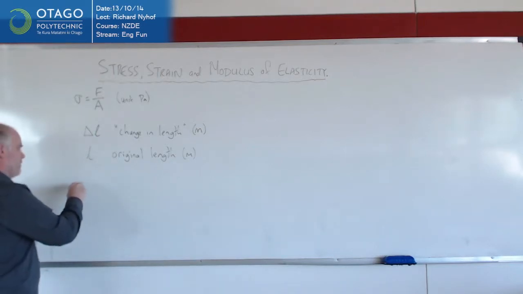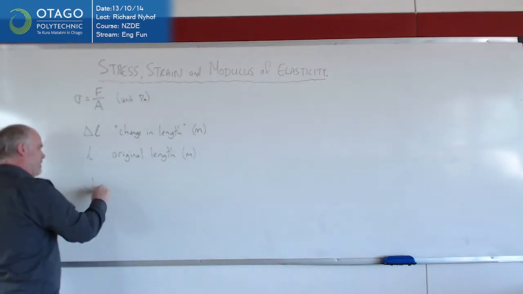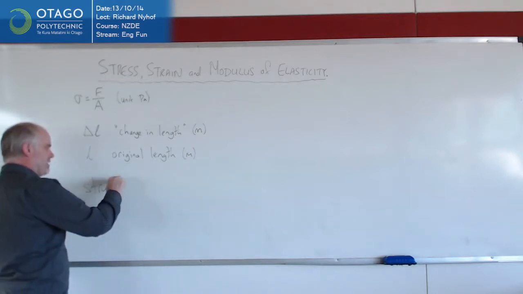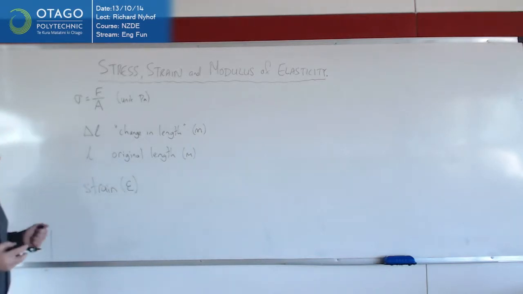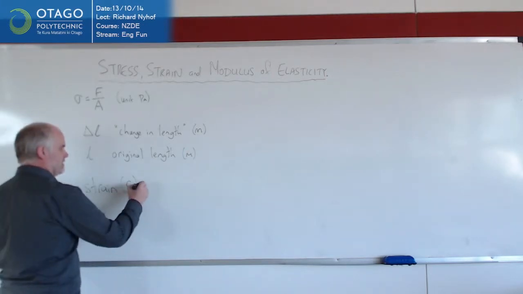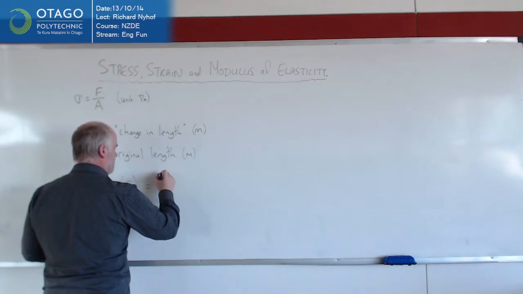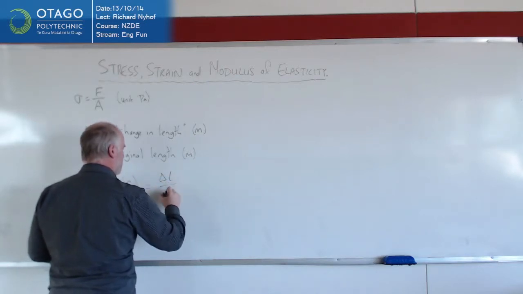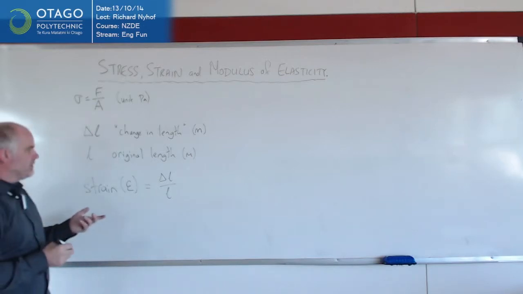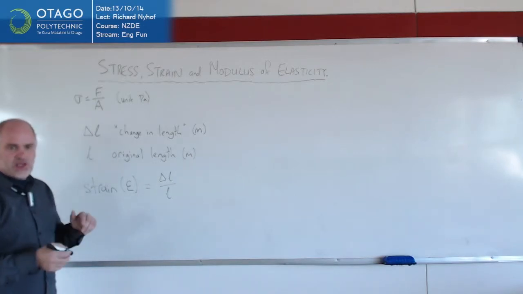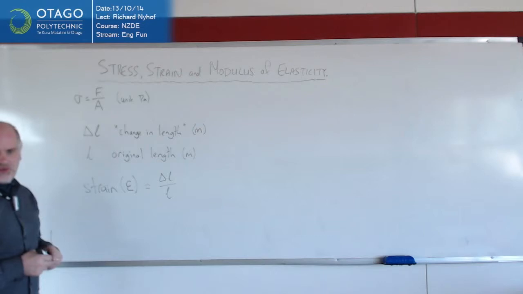And then we want to be able to compare those two things. And what we're going to do is introduce a new idea, which is strain, and the symbol we use for that is a curly E. It's actually an epsilon, but it's another one of these Greek letters. So strain is equal to change in length divided by length. Okay, so it's a comparison of how much something changes compared to what it was at the start.